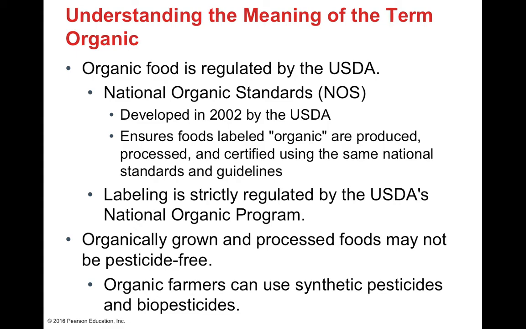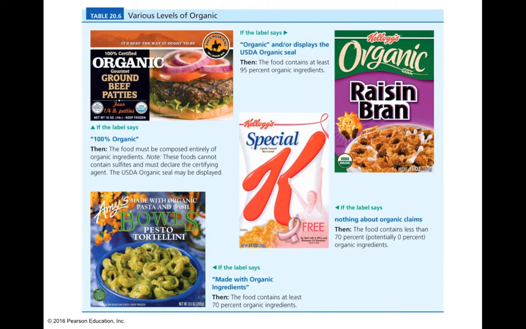And again, that labeling is strictly regulated by the USDA through the National Organic Program. Now, things that are organically grown and processed don't necessarily mean that they're pesticide free, because we are able to use different types of biopesticides and synthetic pesticides and still be able to label food as organically grown. So we have different levels of organic.